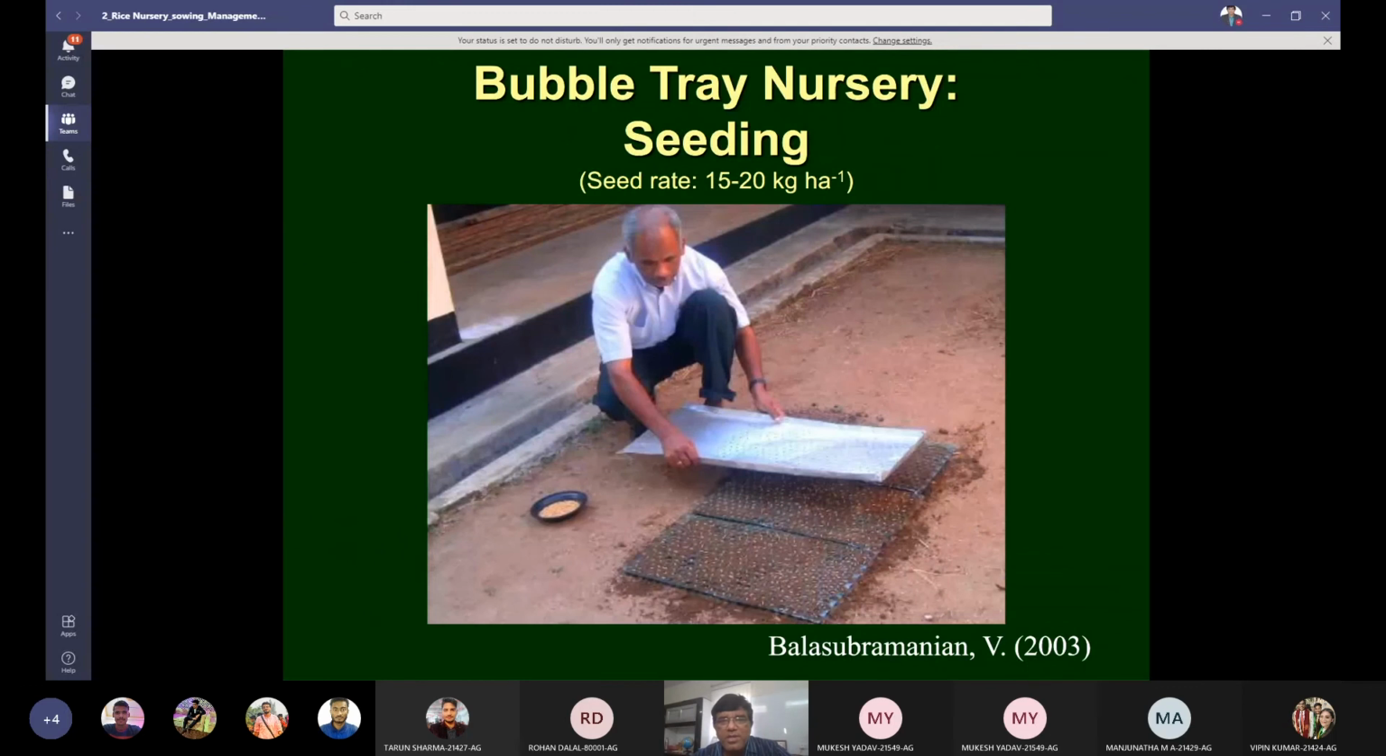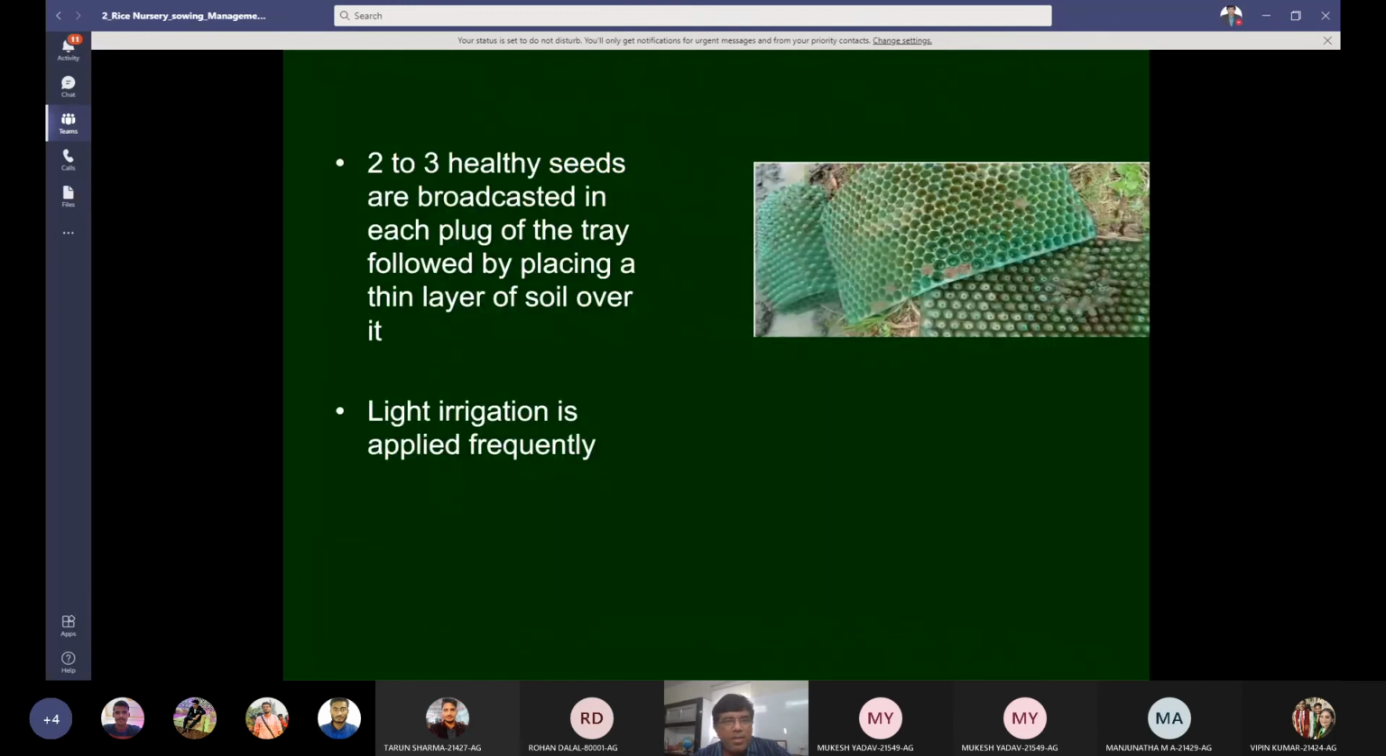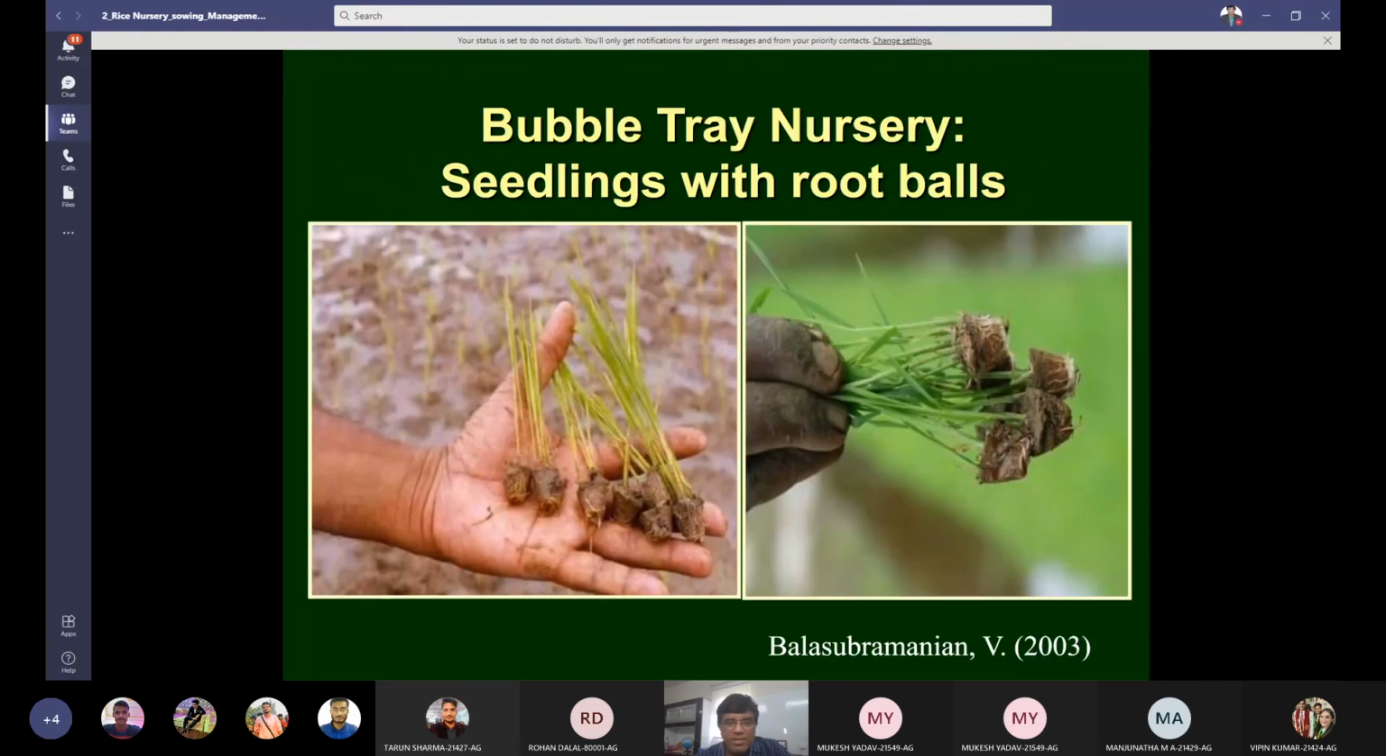Seed rate is 15 to 20 kg per hectare for bubble tray nursery. 2 to 3 healthy seeds are broadcast in each plug, in each hole of the tray, followed by placing a thin layer of soil over it. So soil is put after putting the seed. First seeds are kept in these holes, and then soil is spread on this. Light irrigation is applied frequently. And now these are the seedlings with balls, bubble tray nursery seedlings with root balls.